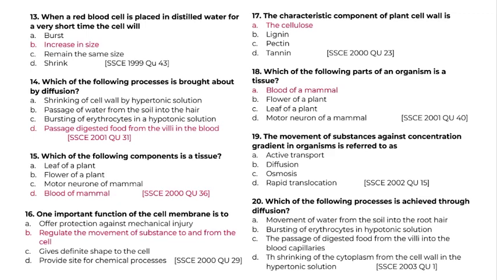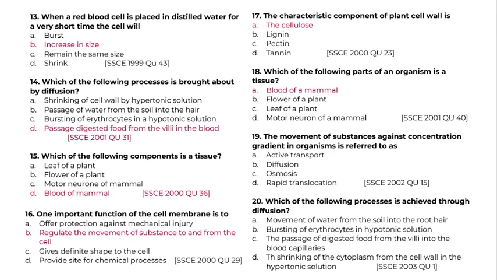Now, question number 19. The movement of substances against concentration gradient in organism is referred to as A. Active transport, B. Diffusion, C. Osmosis, D. Rapid translocation. Now, the movement of substances against the concentration gradient. Under normal circumstances, substances cannot move against the concentration gradient. They move along the concentration gradient.